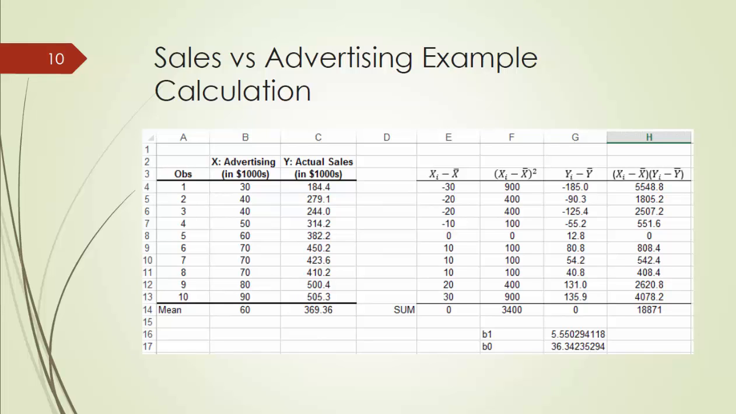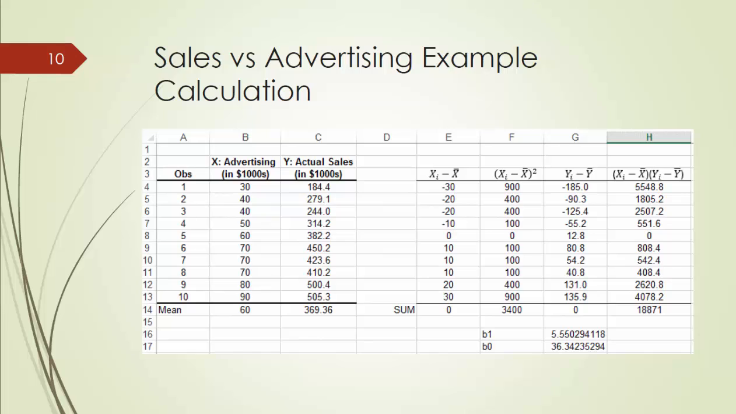In cell B14 and C14, we compute the mean advertising and mean sales, or simply x bar and y bar. Based on those two values, we compute xi minus x bar in E column and square of xi minus x bar in F column, yi minus y bar in G column, and finally xi minus x bar times yi minus y bar in H column. We take the sum in row 14. In the end, b1 is simply equal to the value in H14 divided by the value in cell F14. Once we find the value for b1, it is easy to compute b0.